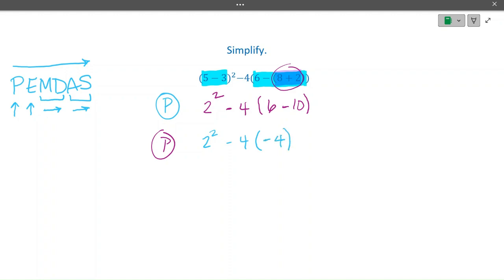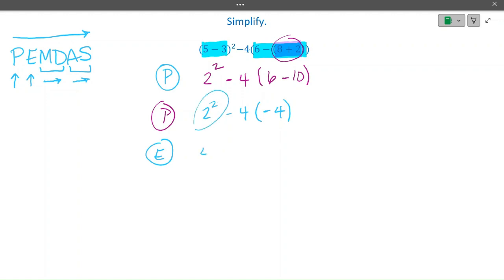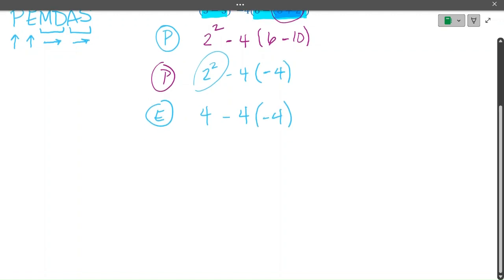All right. So now I'm going to look at my expression and ask, do I see any exponents? And the answer is yes. So now my next step is to simplify exponents. So I have 2 squared. This is my only exponent. That gives me 4 minus 4 times negative 4. Lots of 4s here.